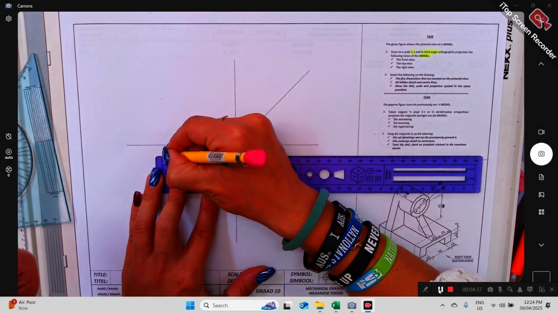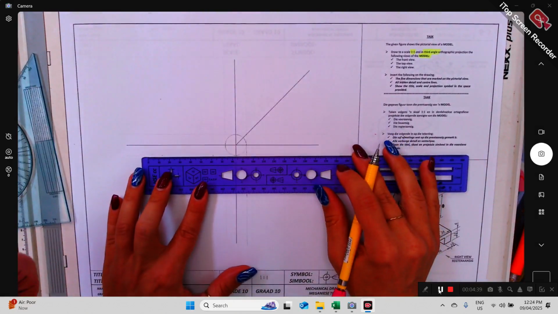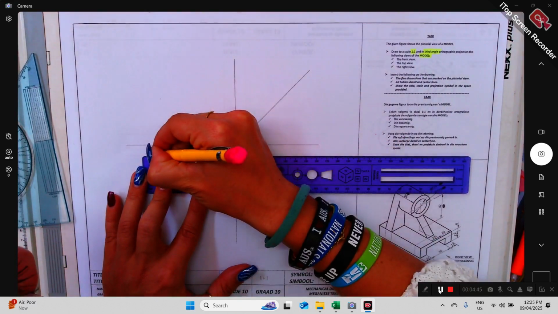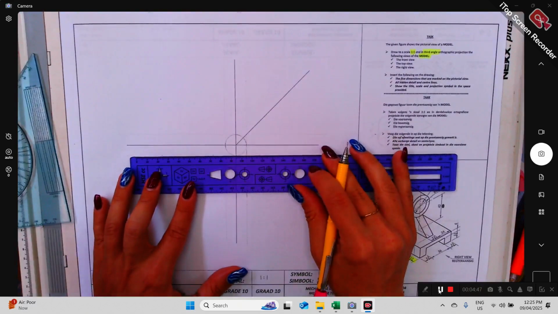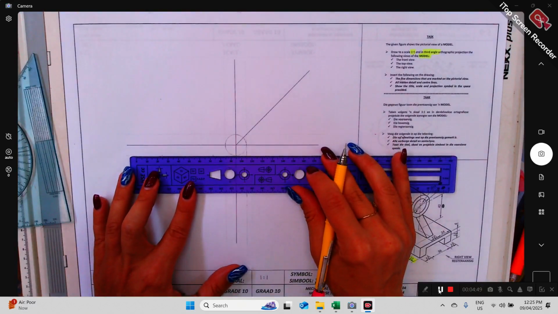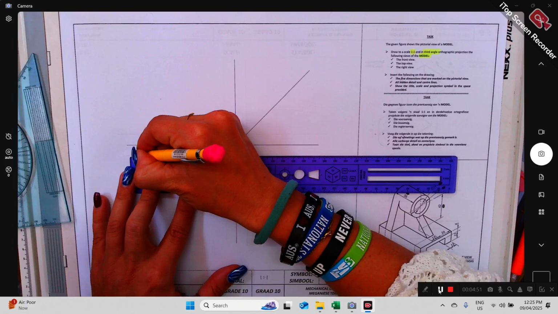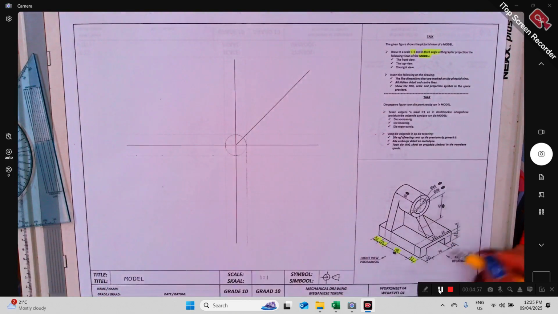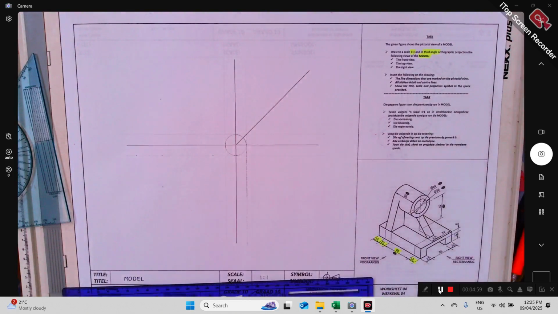48, 12, and 12. Then I have the entire width of my front view. Now I'm going to calculate the height of my front view.